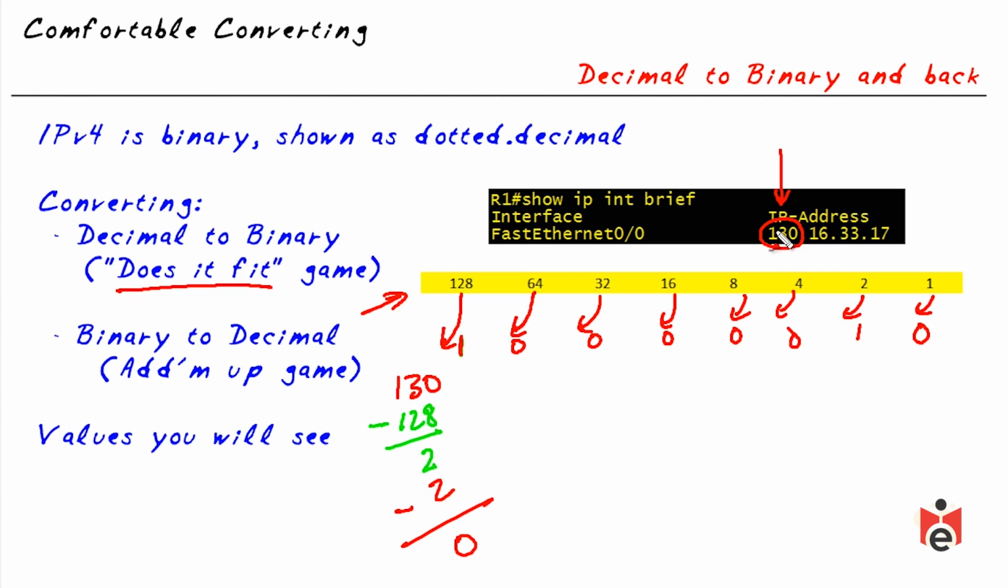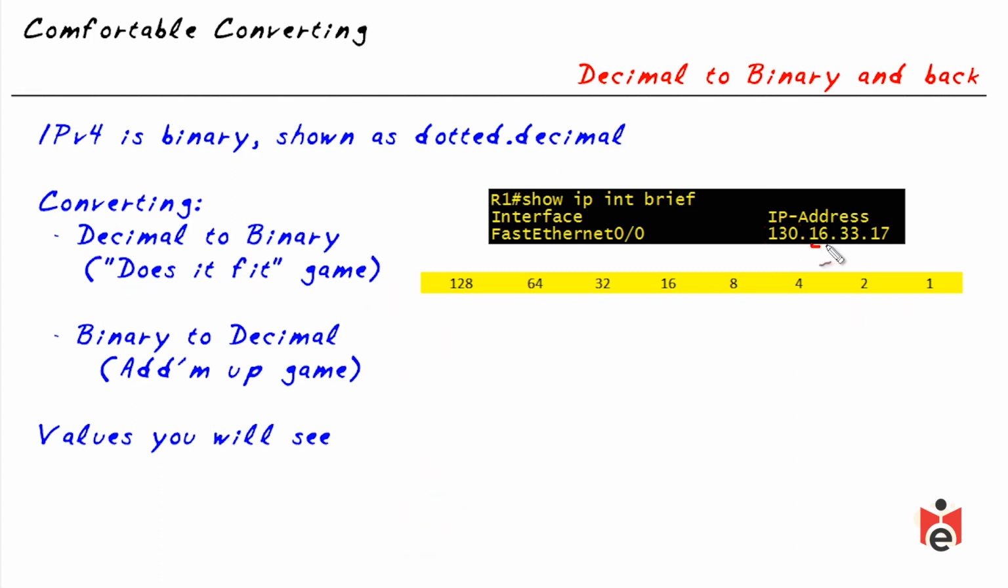So let's do one more together, and let's go ahead and do 16. The game is, we want to convert 16 into binary. We're going to play the does it fit game, so we're going to write out on our paper 16, the number we're after, and ask ourselves the question, does 128 go in? The answer is no, negative. Does 64 go into 16? No, negative. Does 32 go into 16? It does not. Does 16 go into 16? The lights go off. Yes, it does fit.